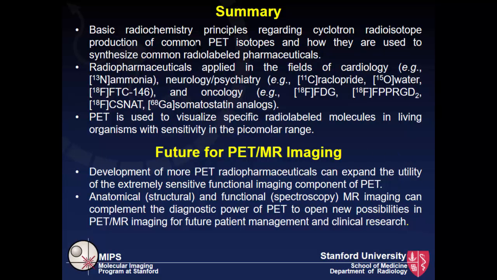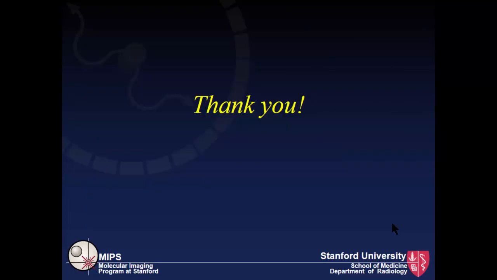Okay, in summary, I hope I was able to share with you today, in the limited time I had, the basic chemistry principles. There's a variety of different tracers that can be targeted in the three areas we talked about: cardiology, neuropsychiatry, and oncology. The ultimate future with PET-MR is quite exciting. If we can develop more PET radiopharmaceuticals to expand the utility of this extremely sensitive component of PET, and also combine this with the awesome power of MR imaging, not only structural but also functional, by looking at MR spectroscopy and other MR tools, then this will really help us potentially improve our future patient management and clinical research. So with that, I thank you for your attention.